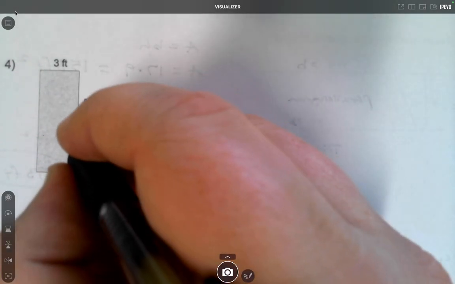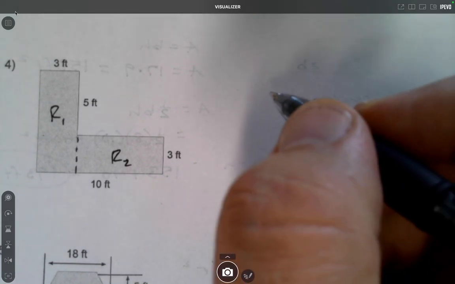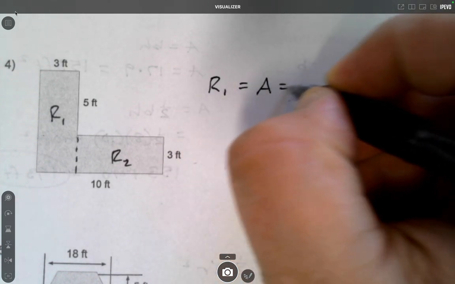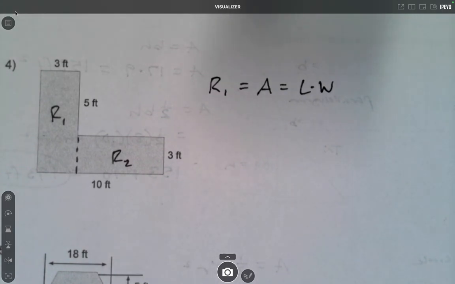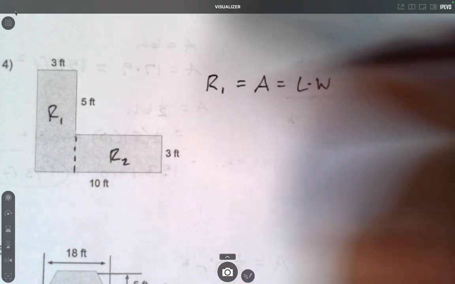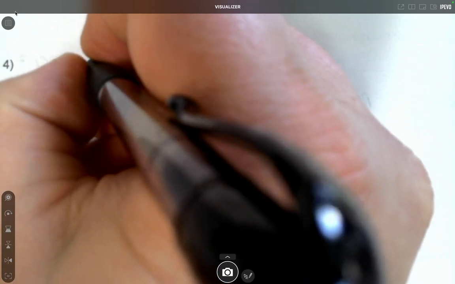I'm just going to choose to draw a line right here. And these are both rectangles. We'll just call this rectangle 1 and this rectangle 2. Okay, so for rectangle 1, here's where we've got to be careful with our dimensions. We know the area is length times width, or base times height, whichever you want to call it. So the width, I'd say, is right there. It's the 3 feet. Or you could say that's the length. It doesn't matter which one you call which. I'll just call that the width.